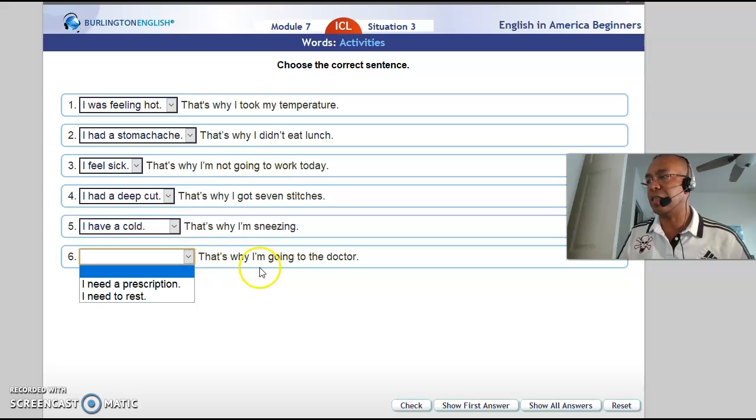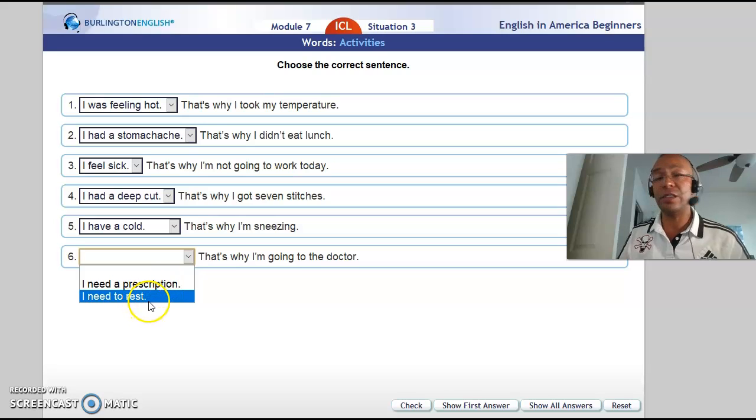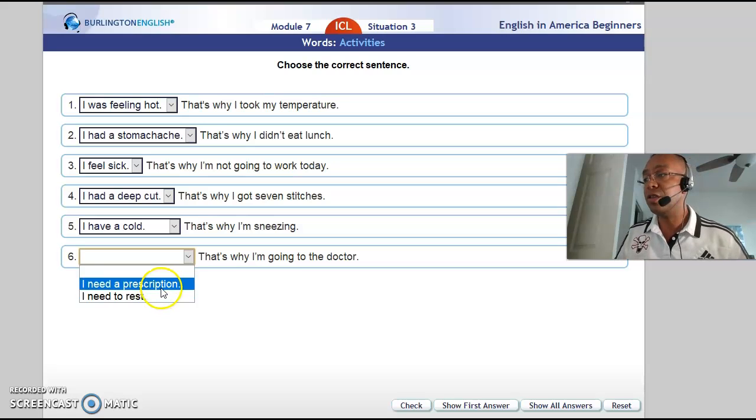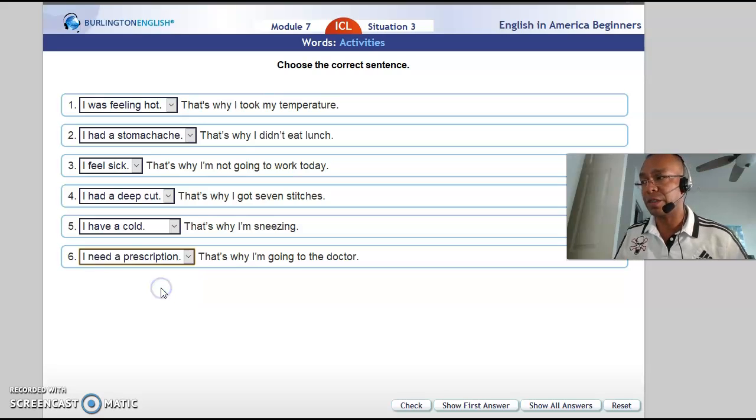Next one. That's why I'm going to the doctor. I need a prescription or I need to rest. If you need a prescription because you think that the doctor will give you antibiotics or any sort of medicine that will help you with your illness, with these symptoms that you're having, then you need to go to the doctor to get a prescription. So I need a prescription. That's why I'm going to the doctor.